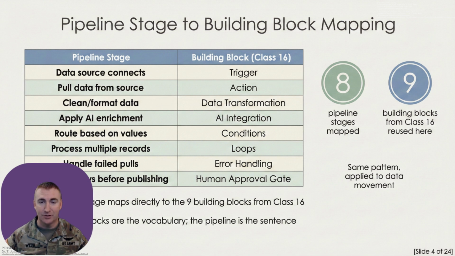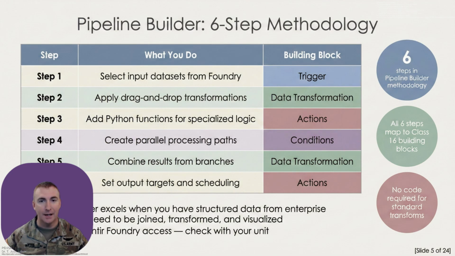So how does the first platform actually work? 6 steps. Add data. Transform it with drag and drop functions. Write custom Python if the built-in library does not cover your edge case. Branch into parallel processing paths. Merge results back together. Deploy to a dashboard on a schedule.